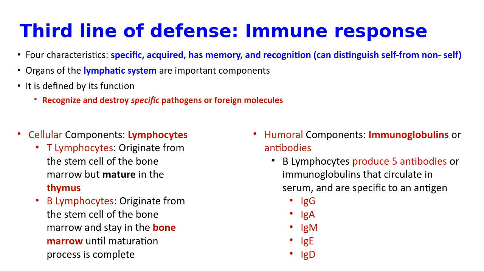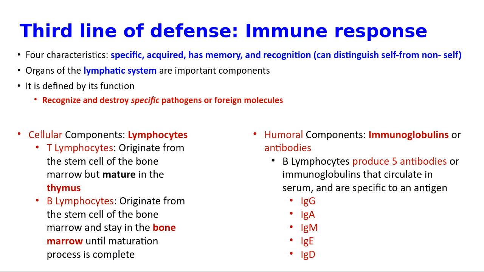So the cellular components, lymphocytes: we have two different categories of lymphocytes, the T lymphocytes and the B lymphocytes. Both of them come from the same stem cell in the bone marrow, but they mature and become specialized cells in different organs. If those very immature lymphocytes migrate to the thymus and mature in the thymus, then they will become T lymphocytes. If they stay in the bone marrow to mature and get all their specialty components, if you want to call it that, then they will become B lymphocytes.